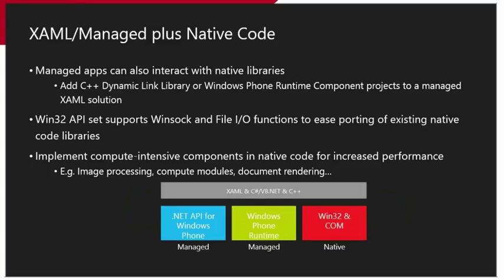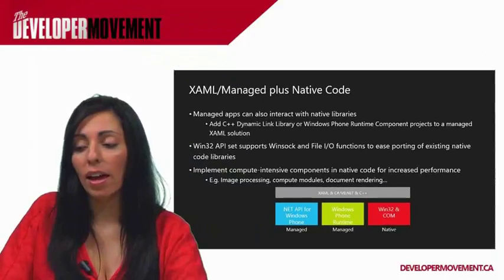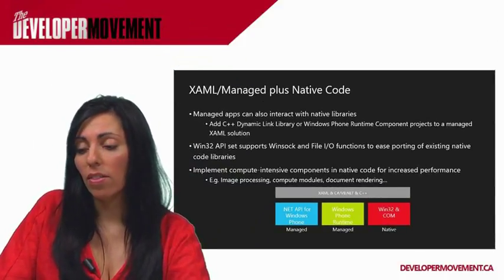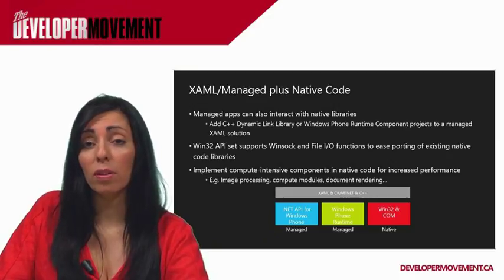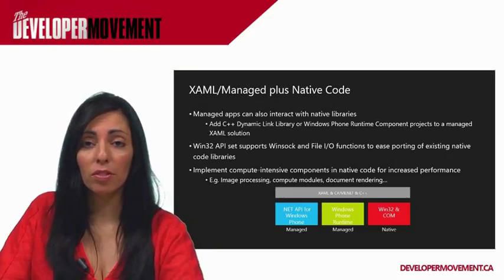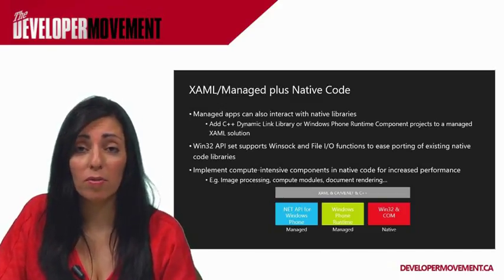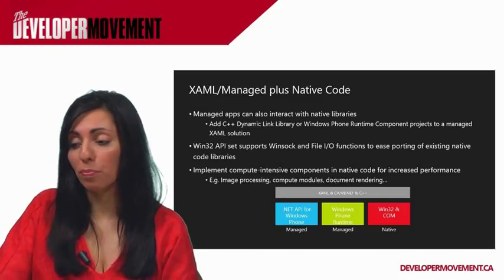And finally, there's the XML managed app development with a little bit of native code involved. So you can include a native code project in your managed solution and access the APIs that you make available within that. This will just kind of allow you to access a lot of the lower level functions of Win32 API, the COM APIs, and have that power of a native app, but within your managed app.